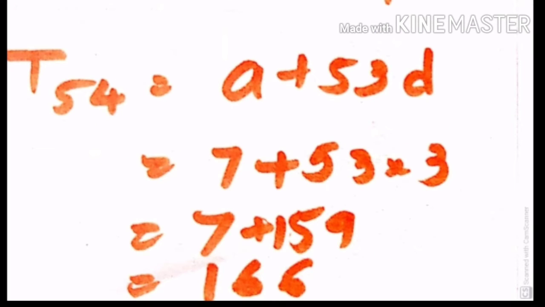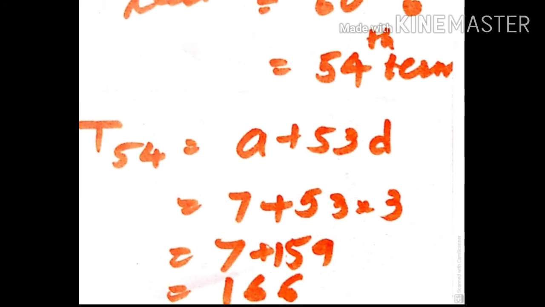So T54 is equal to A plus 53D. Now placing the value here, A is 7 plus 53 into 3, the difference. So 7 plus 159. By adding this we get our term 54, that is, from the end the 7th term is 166. So likewise you can find, students, any term of any AP from the last, from the beginning, or at the midway, you get your term by finding it using the proper formula.